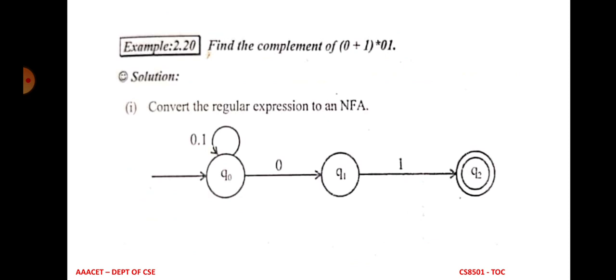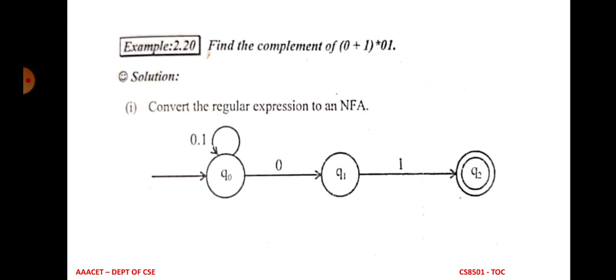The input string is 0 1, so Q0 gets 0 and goes to Q1, and Q1 gets 1 and goes to Q2. Q2 is the final state. But (0 plus 1) the whole star means closure, zero or more times, so it may or may not have either 0 or 1. That's why in the self loop of Q0 we take 0 comma 1, right? So this is the first step. In the second step, we use the subset construction method to convert this NFA into a DFA.